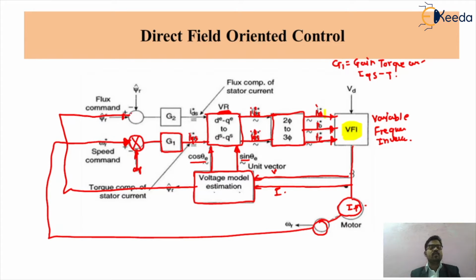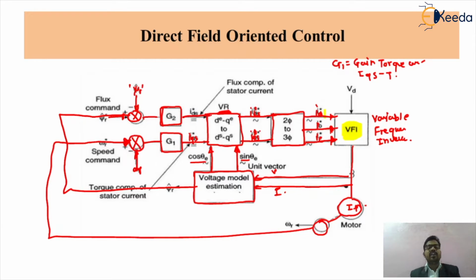So this will be the summing point. In the summing point, we are giving the value of psi r, which we call the reference flux. So we are getting the value of G2, where G2 is the gain of the flux control scheme.